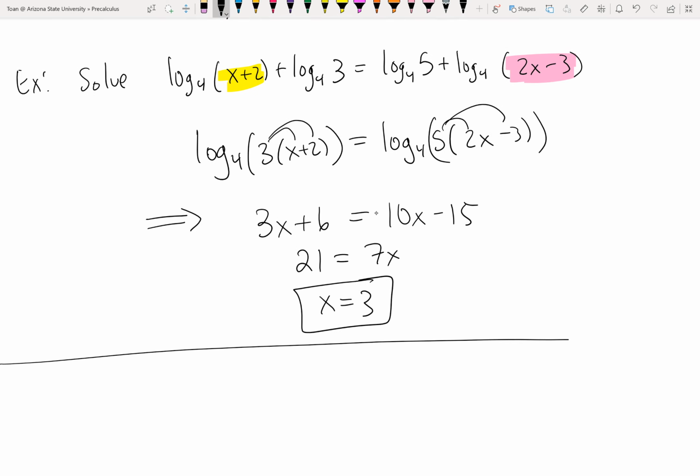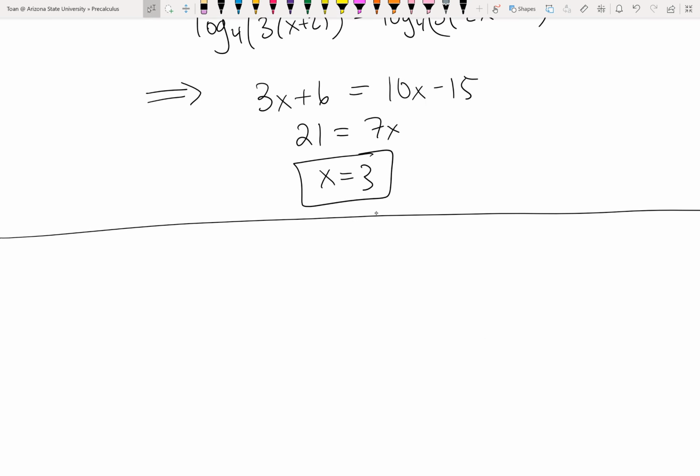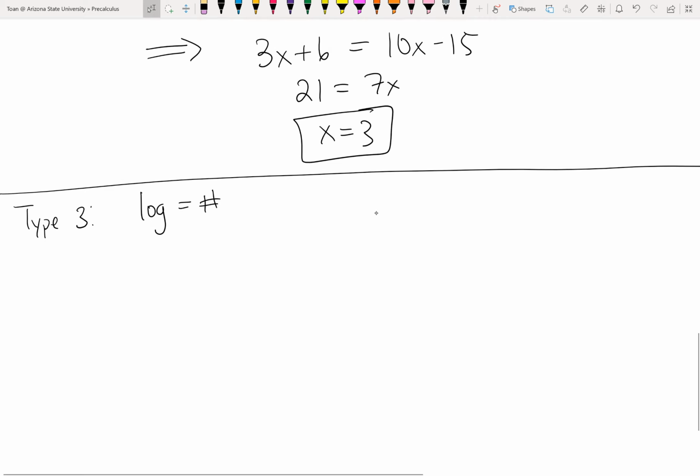So the third type of log problem you might face is when you have a log equaling a number, right? So this is where we actually start using an exponential function. This is where we can't really use logic to deduce. So the idea or strategy is that since exponentials and logs are inverses of each other, we're going to use an exponential base.